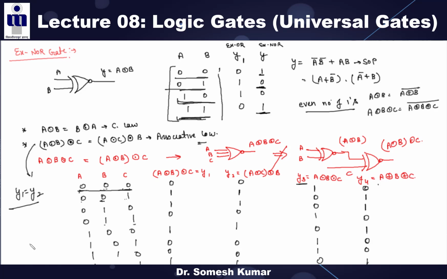Right? So from here, can I say this thing? A XOR B XOR C is equal to, can I say this thing? Why?